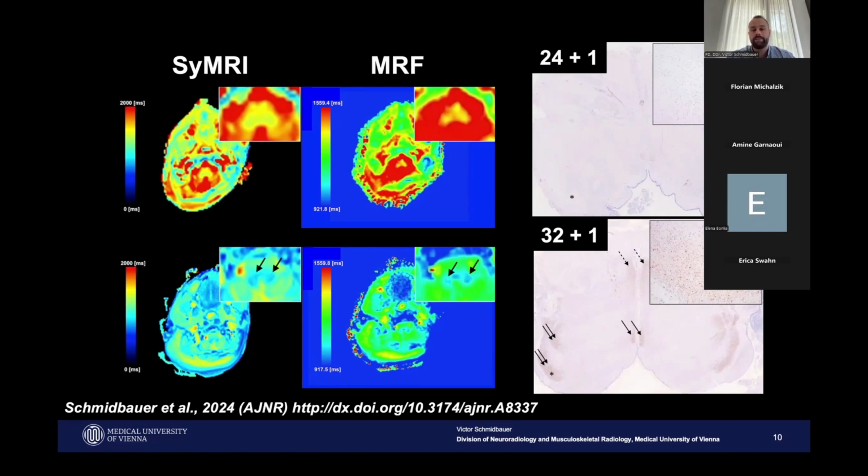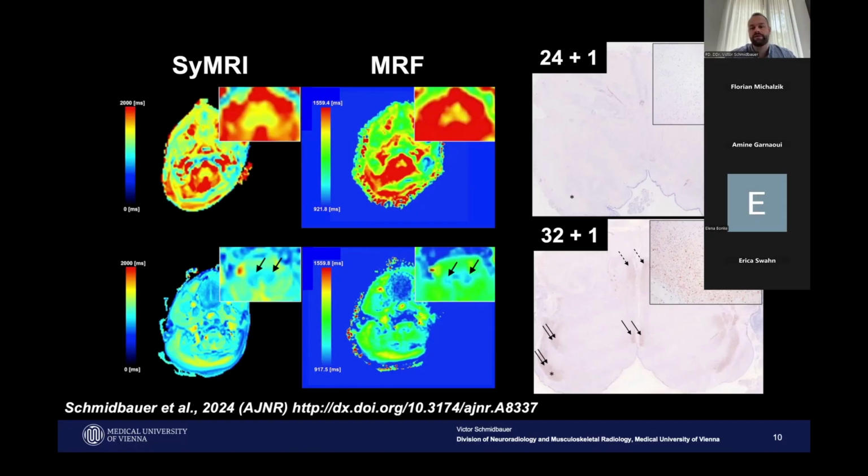middle, a magnetic resonance fingerprinting T1 map. And on these mapping data, MR data, there is no bluish color coding, which indicates typically the presence of myelination. And when we now take a look at the myelin basic protein staining, you can see there is absence of myelin. When we now take a look at the bottom row, you can see a more advanced stage of gestation, so week 32 plus 1 days.